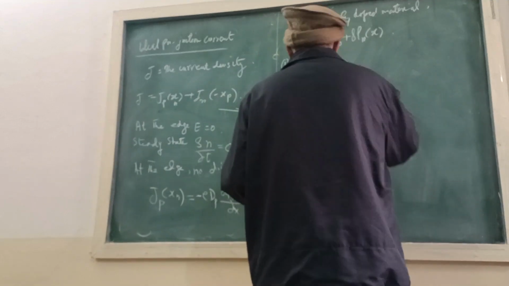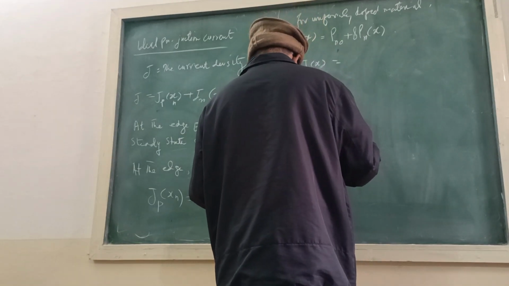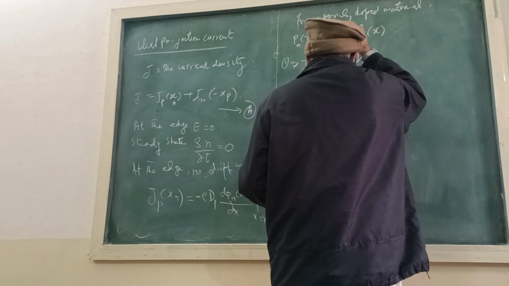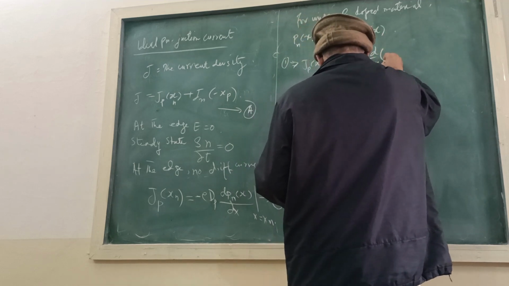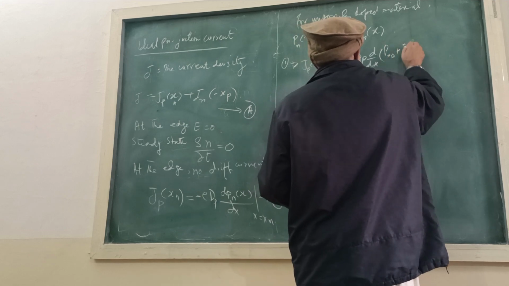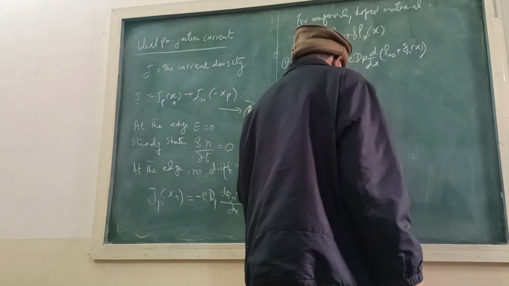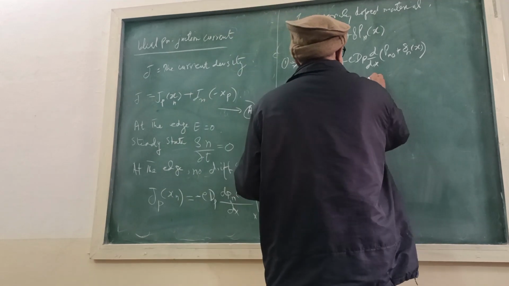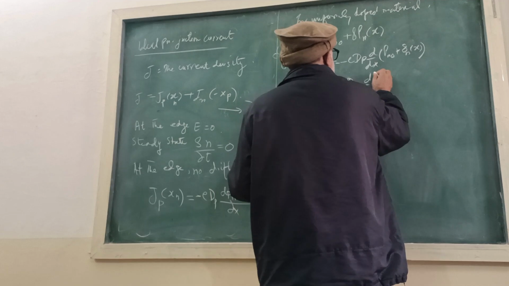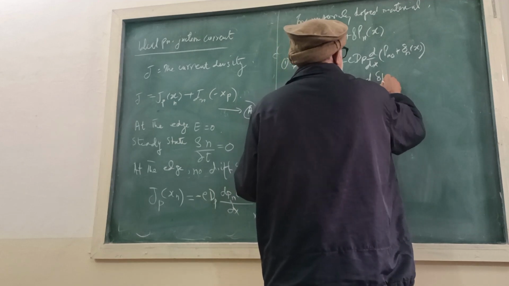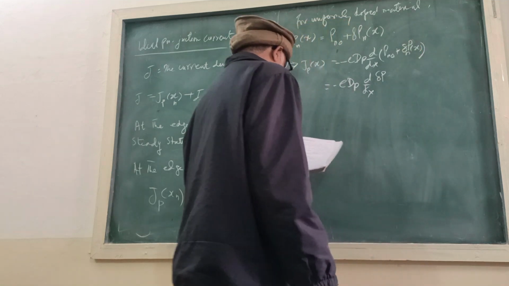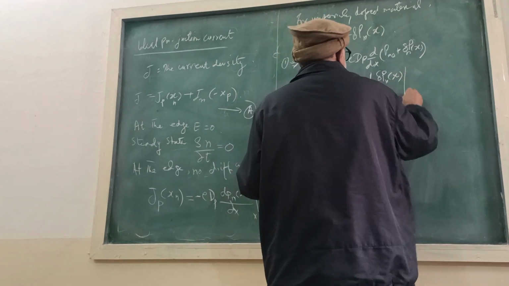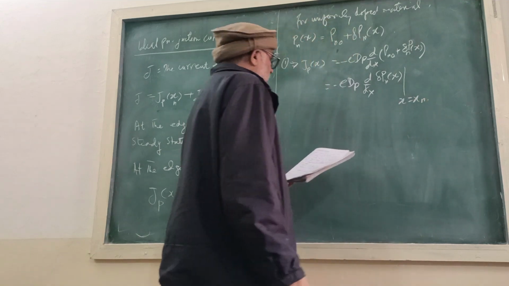that is equal to minus e D_p d by dx of p_n0 plus delta p_n at some x, and that is equal to minus e D_p d by dx of delta p_n(x), at x equal to xn.